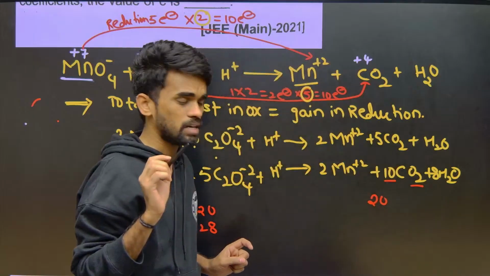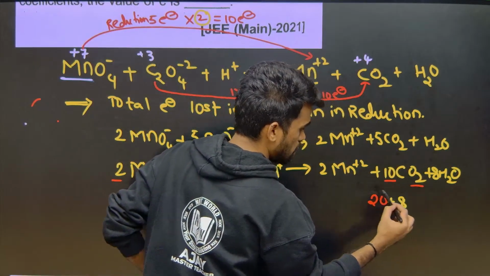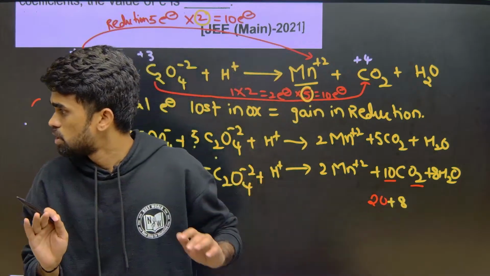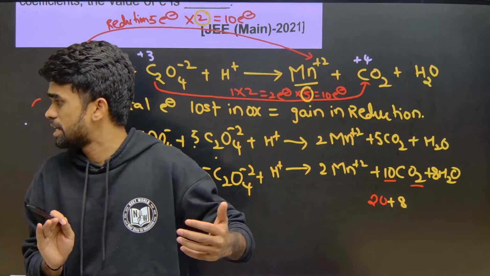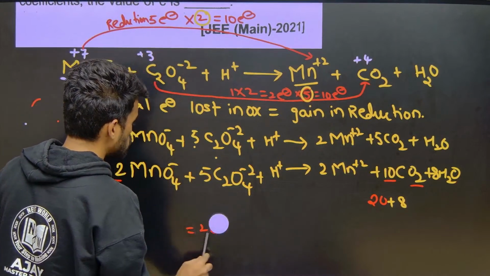Hope this is clear. Now 8, so plus 20 plus 8, 28 oxygens on both sides. It is also balanced. Oxygens are also balanced. Now what is the other thing to be balanced here? So we need to balance the other thing, that is hydrogen should be balanced here.